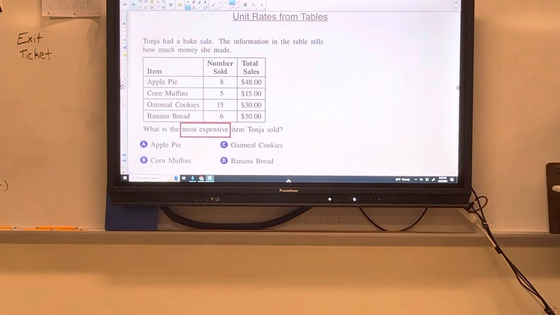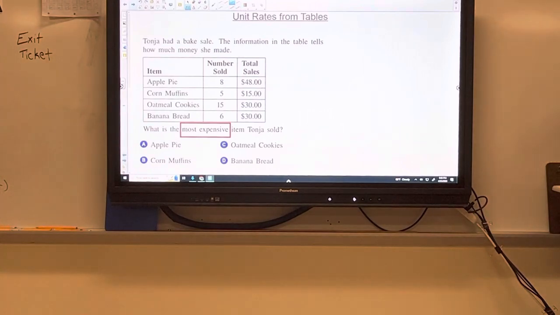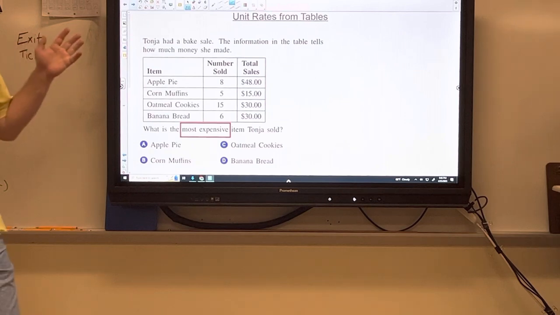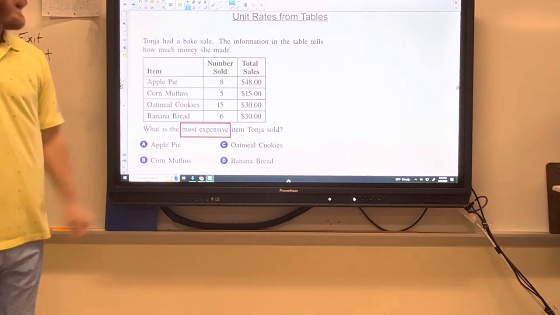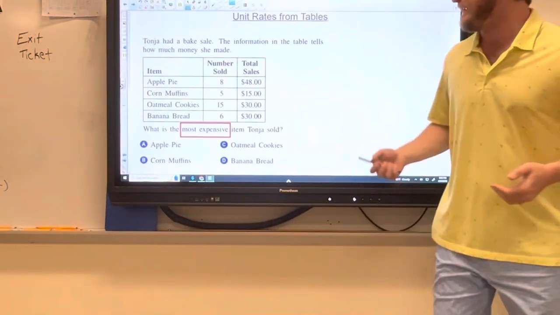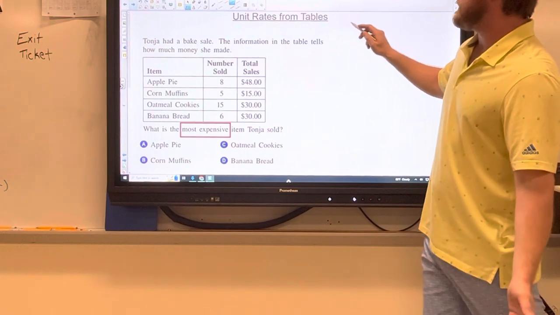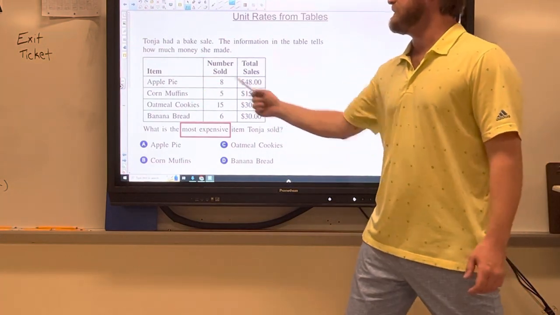All right, moving on. When you see unit rate from tables, it's going to be asking you to compare prices a lot. In this case, it says, what is the most expensive item Tanya sold? So we've got to find out what the unit price is for each and every one of these baked goods items. We've got apple pie, corn muffins, oatmeal cookies, and banana bread. We cannot compare off the bat because each of the numbers sold is different. So we've got to get all the numbers sold down to 1. So in this case, it's going to be money over everything. We'd have money over apple pie, money over corn muffins, and so on and so forth.